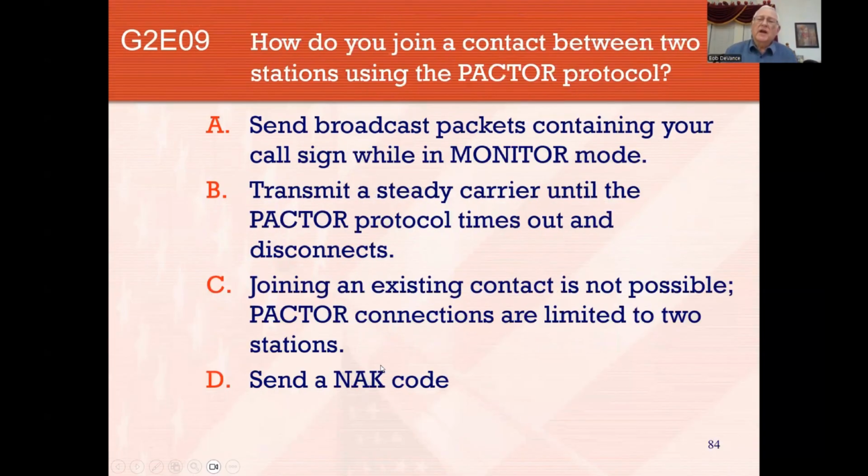How do you join a contact between two stations using PACTOR? You remember PACTOR is between two stations only. So what do we do in that case? It's not possible. Can't do that. C.